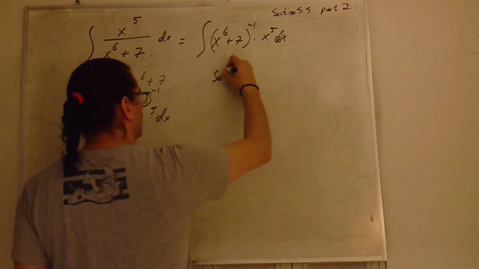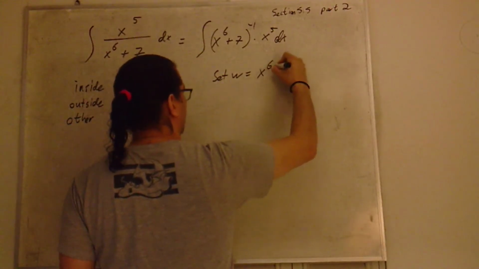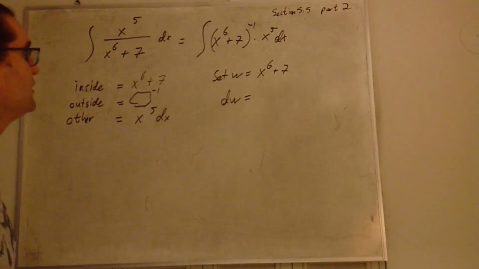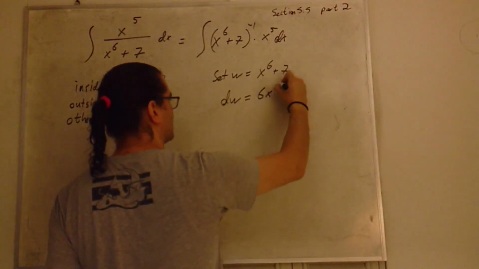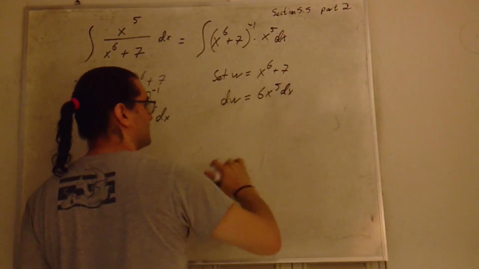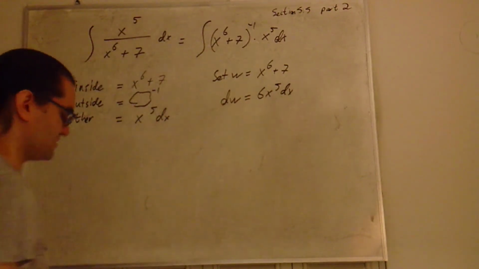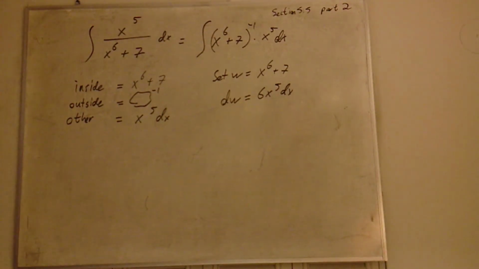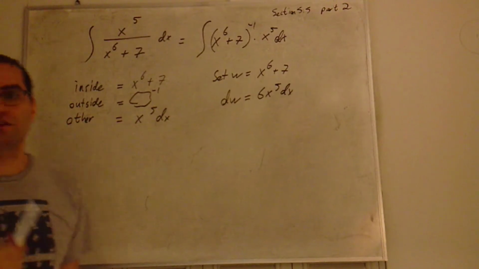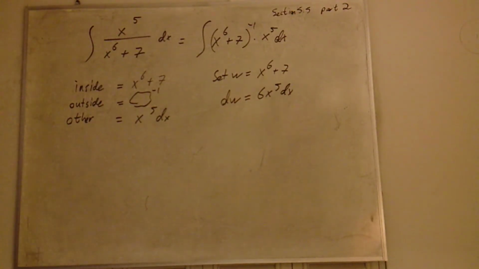So we set w equal to the inside, x to the 6th plus 7. We find dw. dw should be 6x to the 5th dx. That's the derivative of this thing. And then we check to see if they match. They don't match, but the only difference between them is a coefficient. The thing that is keeping them from matching is a coefficient, and that is a very fixable problem.